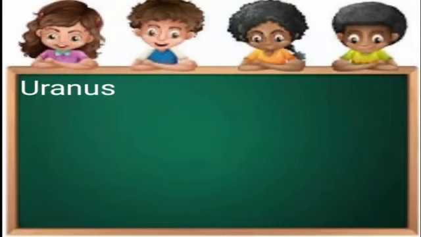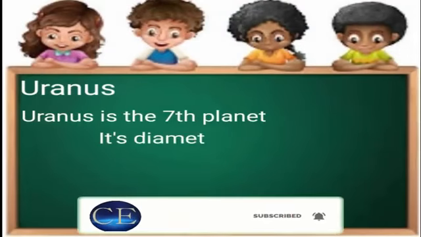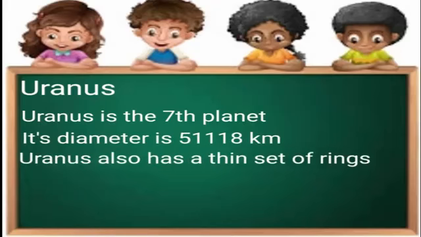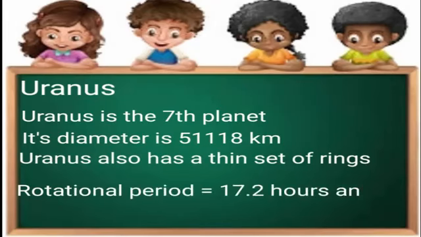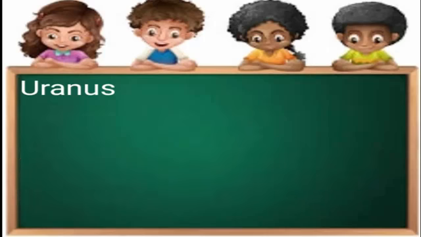Next we are going to learn about the planet Uranus. Uranus is the seventh planet from the Sun. Its diameter is 51,118 kilometers. Uranus also has a thin set of rings around it. Rotational period of Uranus is 17.2 hours and it rotates from east to west.